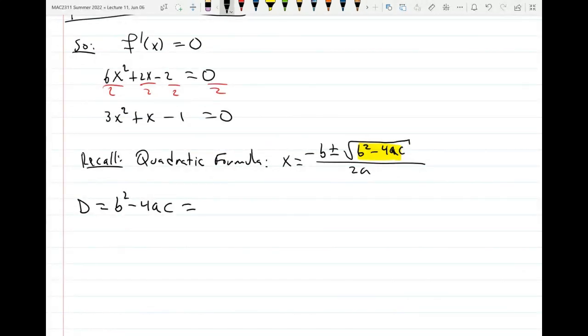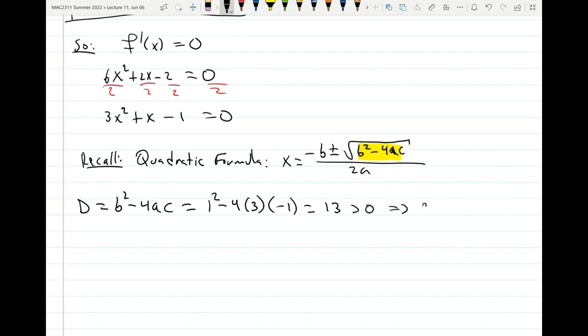So let's compute that. Everybody knows what a, b, and c are, right? Okay, so that's going to be 1 squared minus 4 times 3 times -1. Good news, you get a positive number here. So that's 1 plus 12, so that's 13.